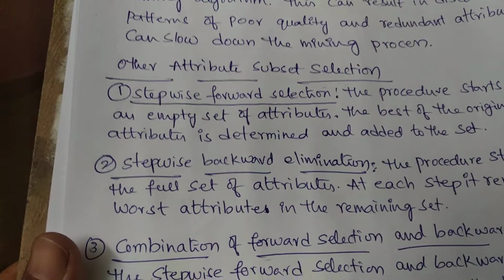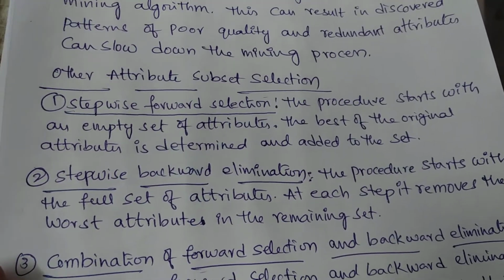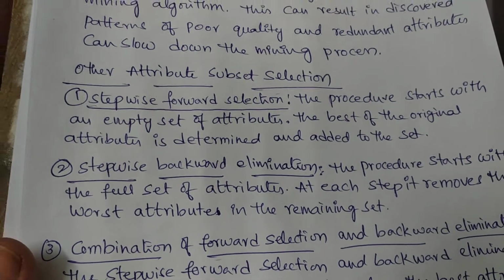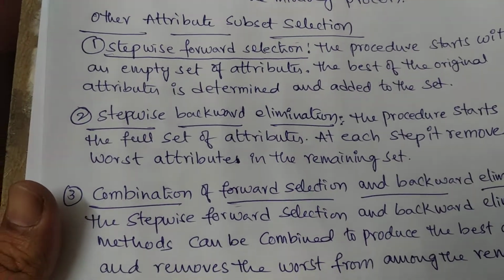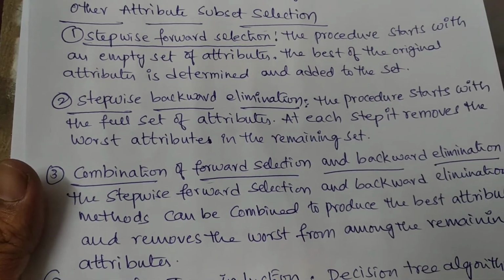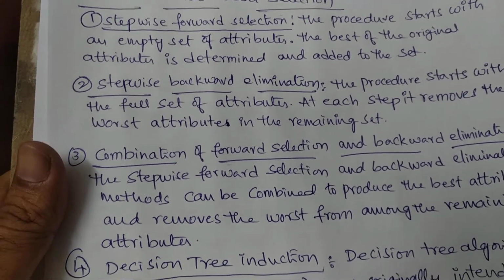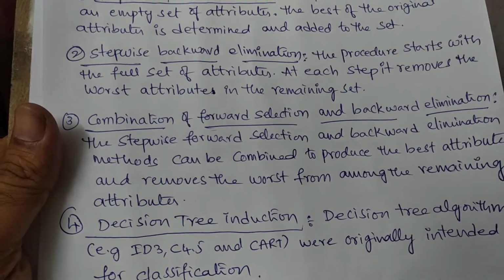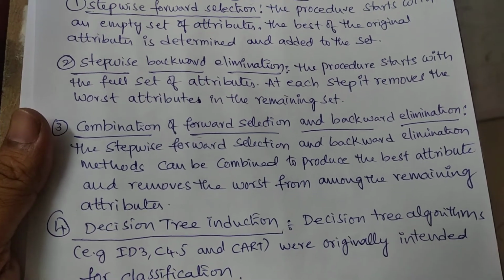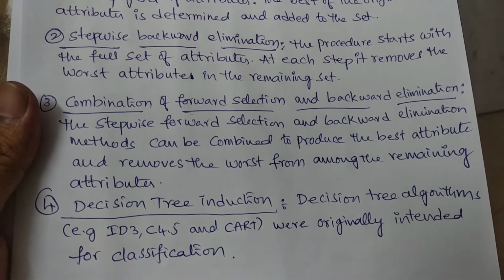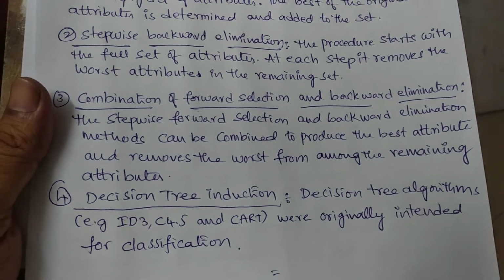So here the attribute subset selection methods begin with stepwise forward selection. This process starts with an empty set of attributes. The best of the original attributes is determined and added to the set. The second one is stepwise backward elimination. Here, backward elimination means the full set of attributes is there, and we remove the worst attribute in the remaining set. The next one is a combination of forward selection and backward elimination. In this one we combine both procedures: forward selection and backward elimination, to remove the worst from the remaining attributes.